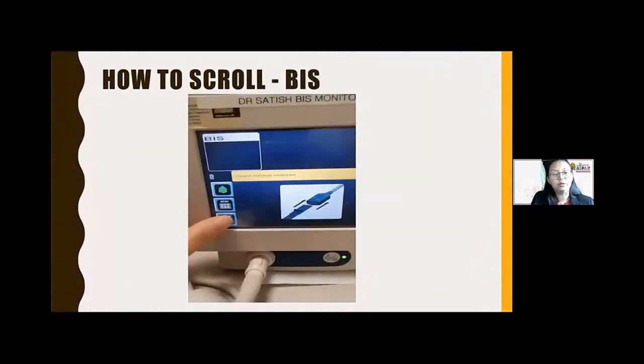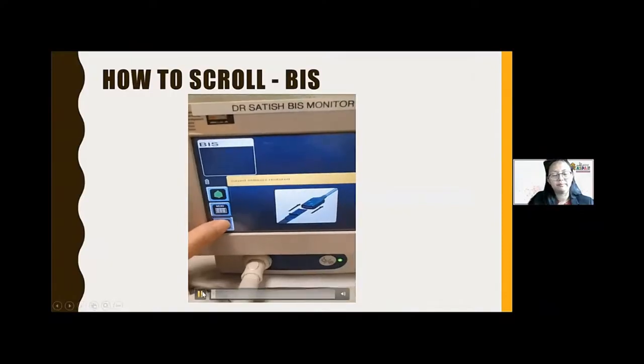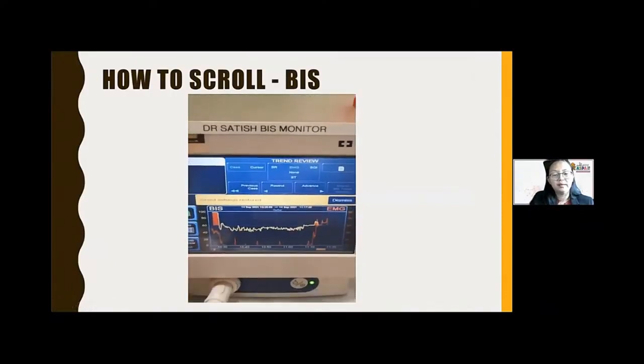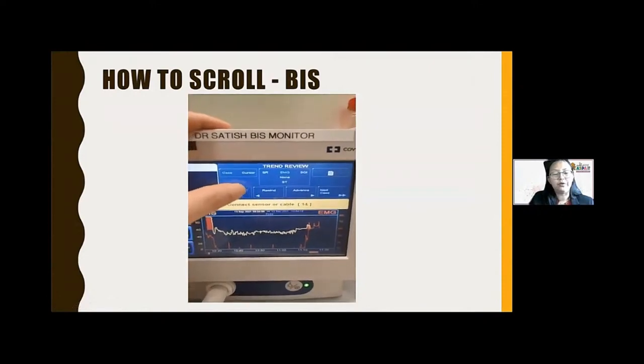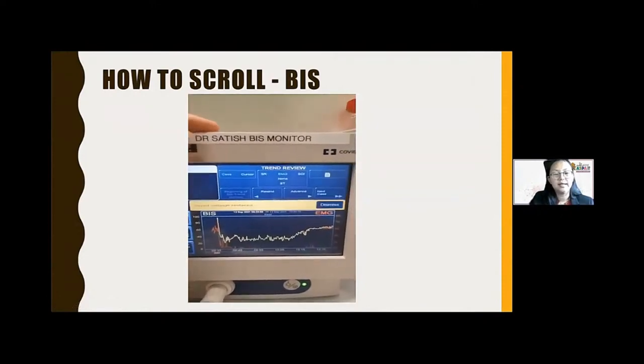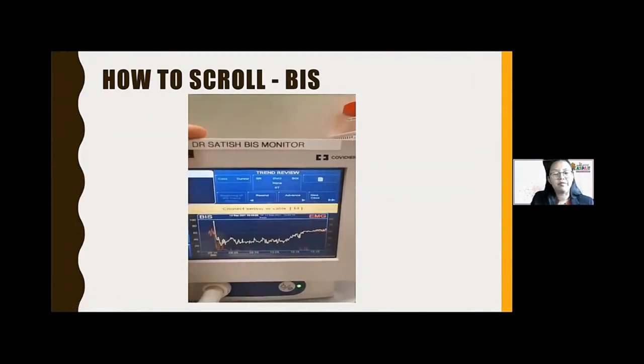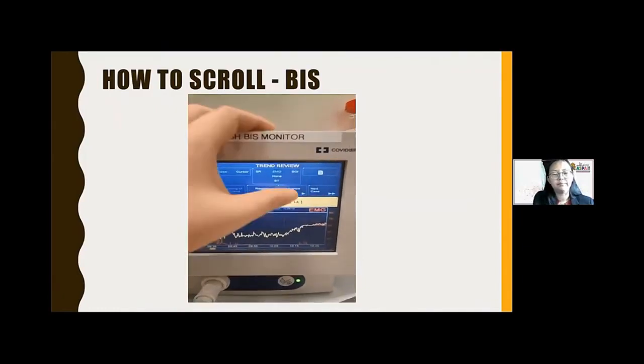And how do we scroll on the BIS? You look for an icon, the menu icon on the bottom left of the screen. And then you can look for a previous case, next case, and you can click on rewind or advance accordingly.